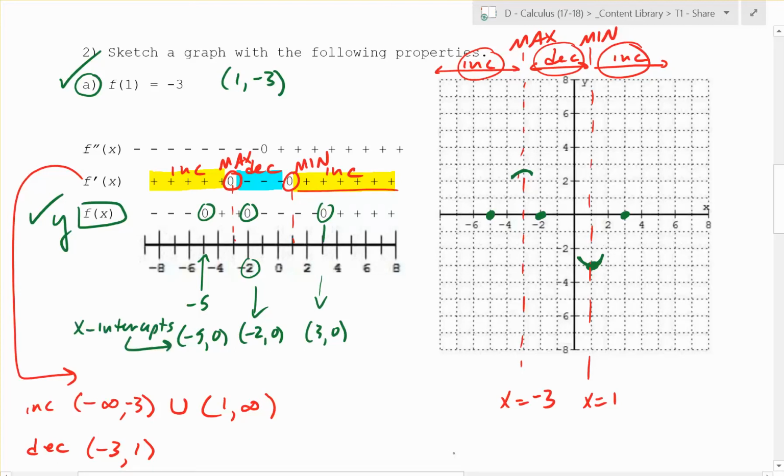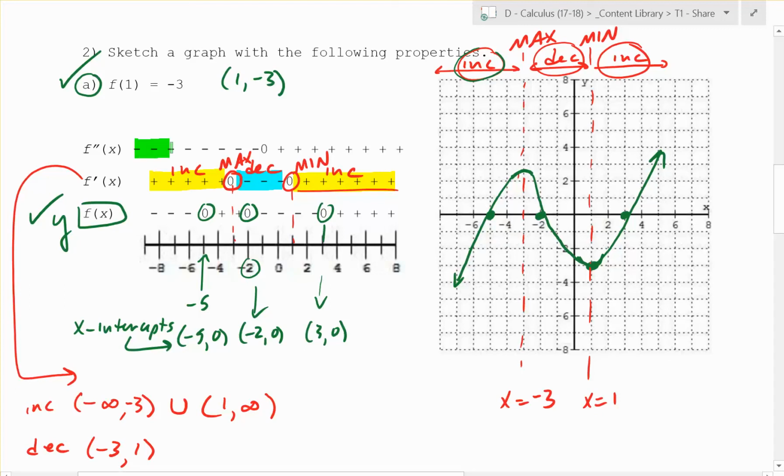So now we can draw a little bit more because we know this is increasing. We know it's going to have to go like this. And then we also know it's increasing like this. We know those two things. And we know it's going to be decreasing this entire time like this. The last thing we need to make sure of is that the concavity matches what it should.